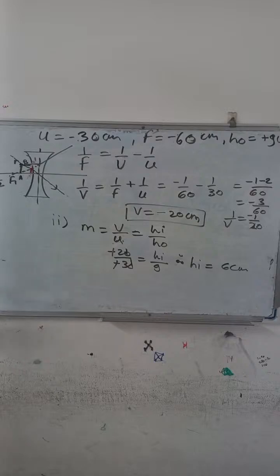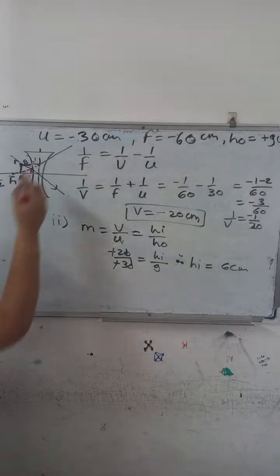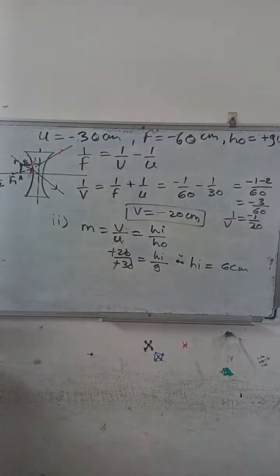Getting this? Understanding? Rays are very very important in this case. So whatever the calculations we got, according to that we are getting the diagram. You have to verify with that also. Okay? Getting, everyone is getting? Does everyone understand?